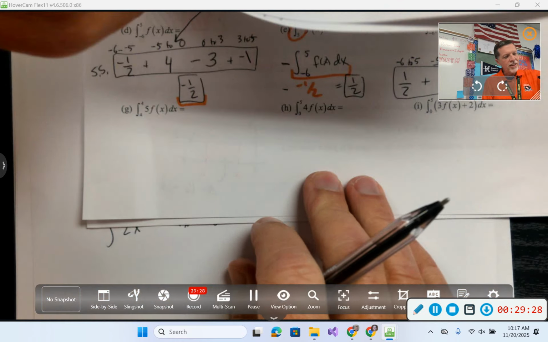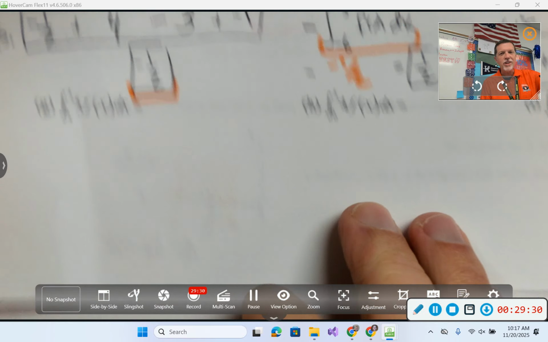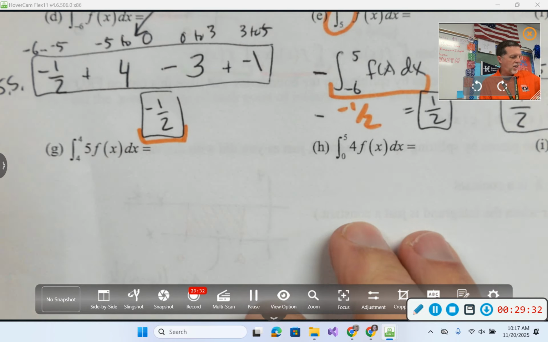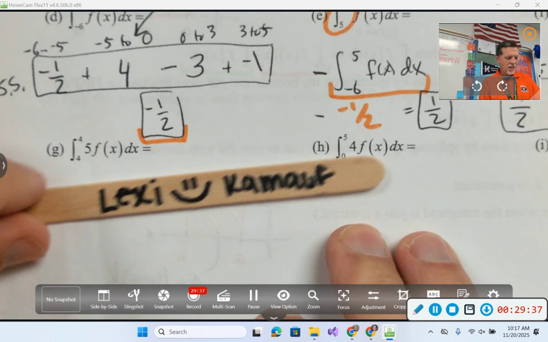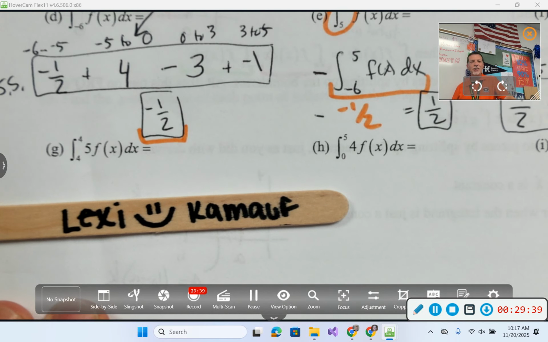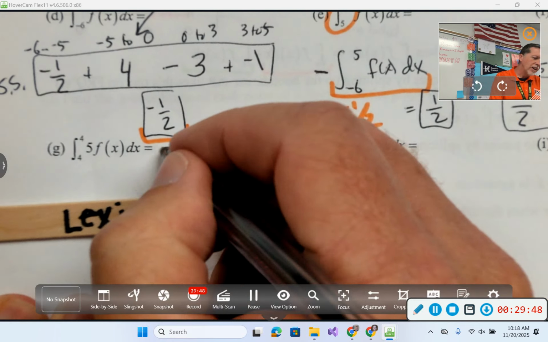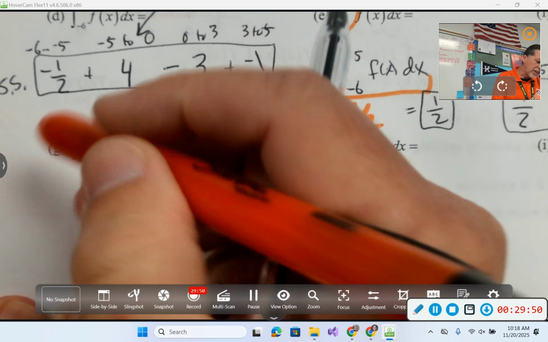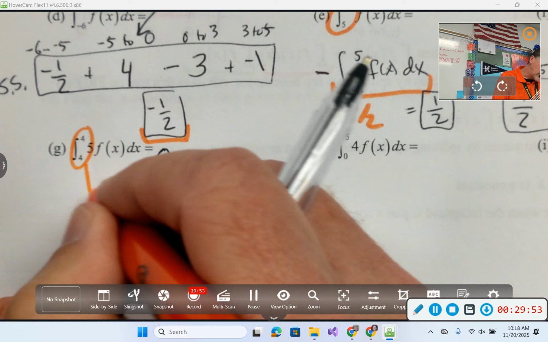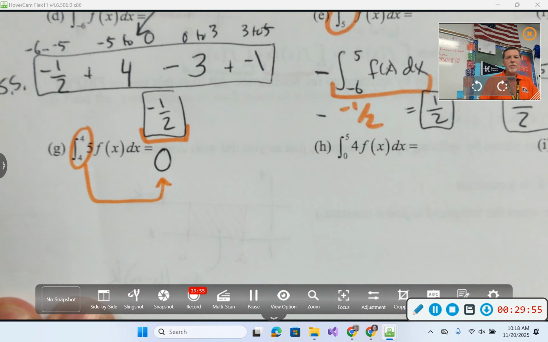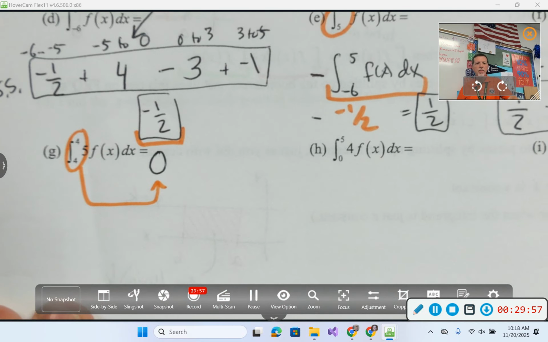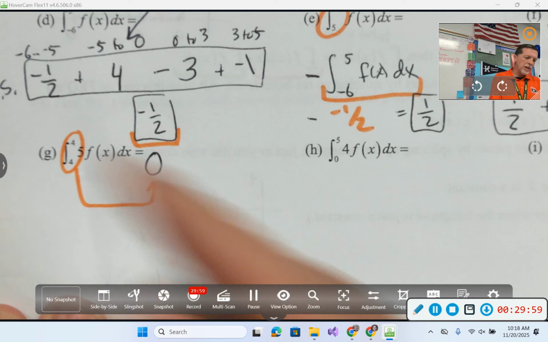Oh, look carefully at G. It's supposed to be an easy answer if you look very carefully at G. Look at all the pieces there. It's a trick question, but Lexi's good for a trick question. Is it 0 because it's 4 to 4? Perfect. There's not any area from 4 to 4, so that answer is 0, because those limits are the same. We didn't go anywhere. So we like that question when it comes up.